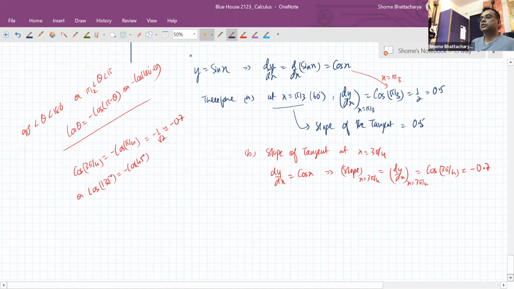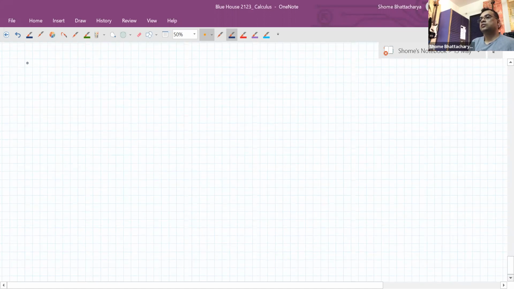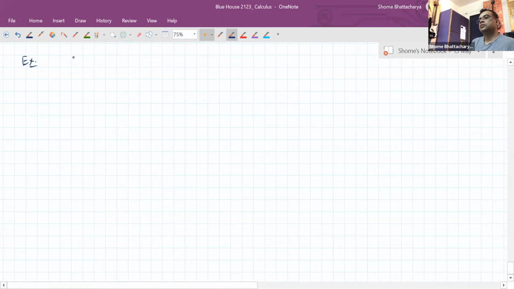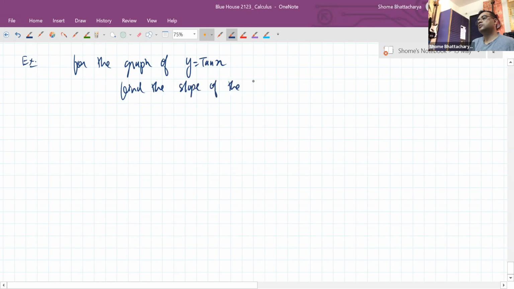Okay, let's do another quick question. For the graph of y equal to tan x, find the slope of the tangent at the point x equal to pi by 4 or 45 degrees. Just try this out, people.